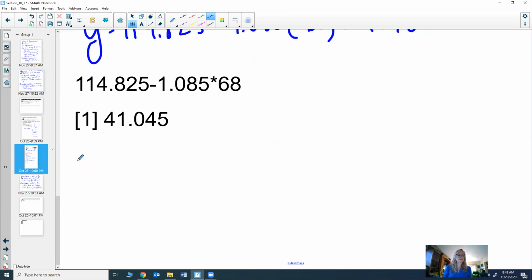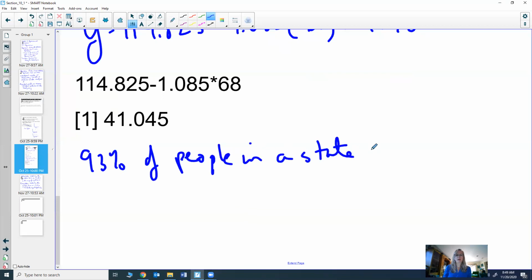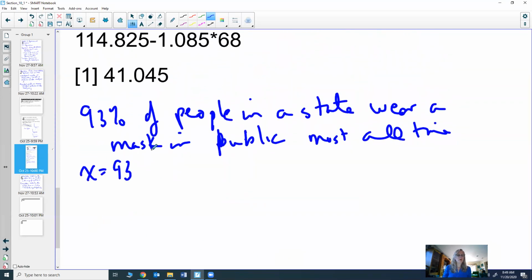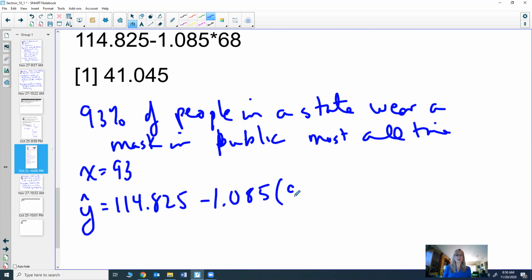Let's pick another X value. So let's say now instead I'm going to say that 93% of people in a state wear a mask in public most or all the time. So that tells me my X in this case is 93. So again, we're going to go find that Y value. So Y hat would be equal to 114.825 minus 1.085 times the 93.